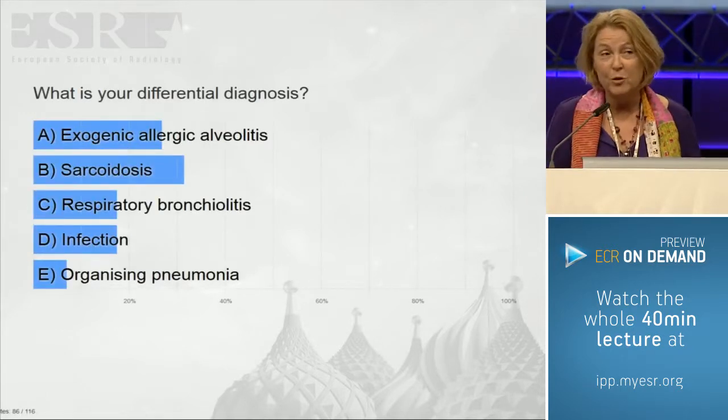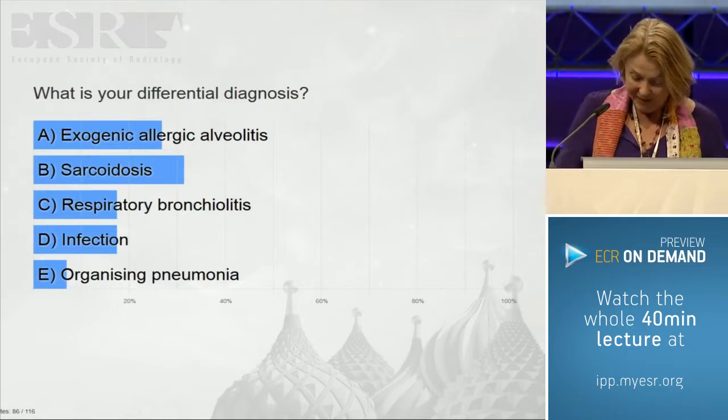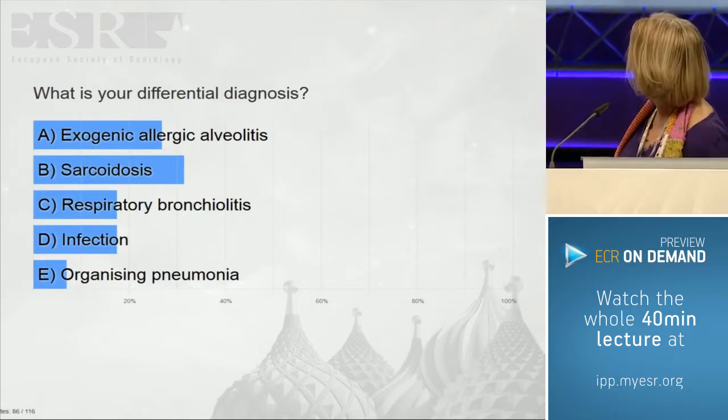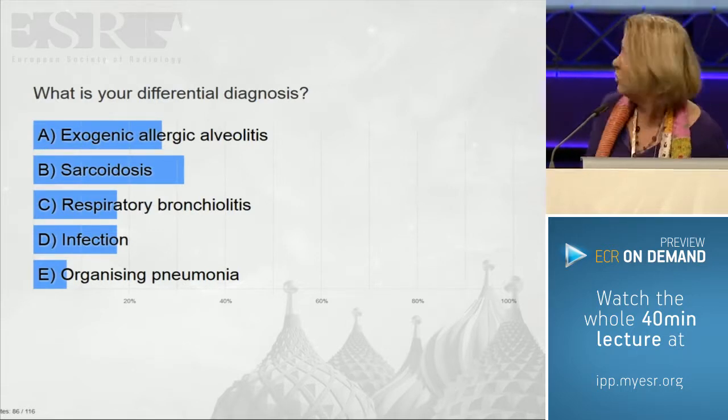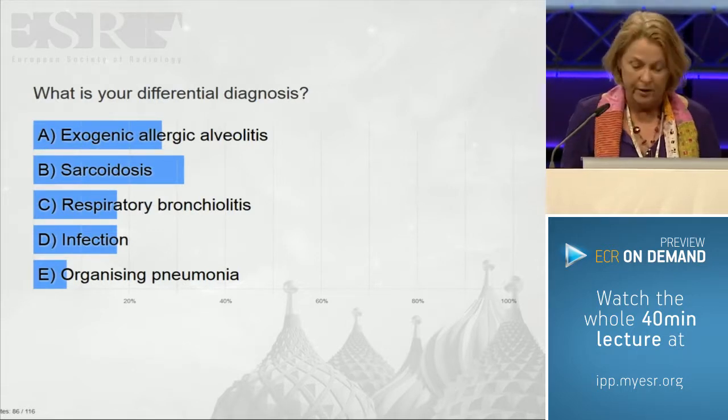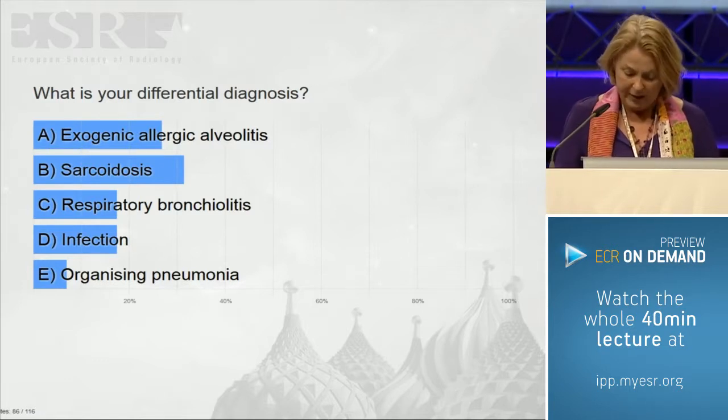Okay. Pretty widely spread. I just leave it. Most of you were thinking about exogenic allergic alveolitis and sarcoidosis, and the least was organizing pneumonia. I don't comment on that. I just go with you now through all this differential diagnosis.